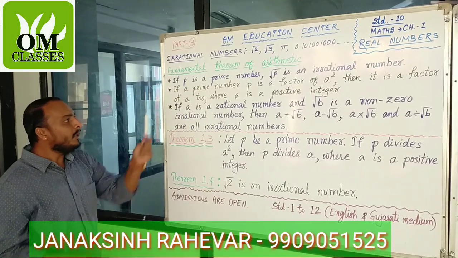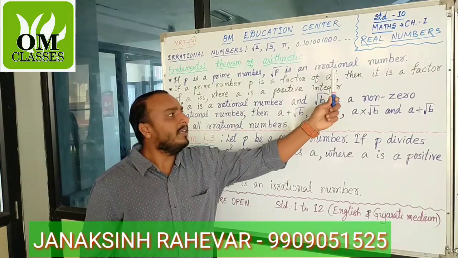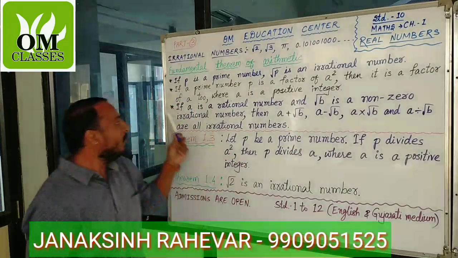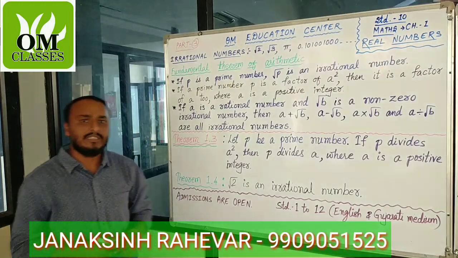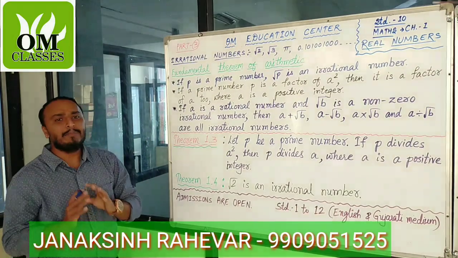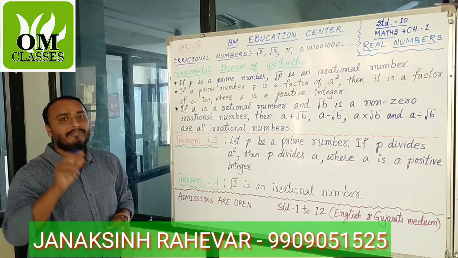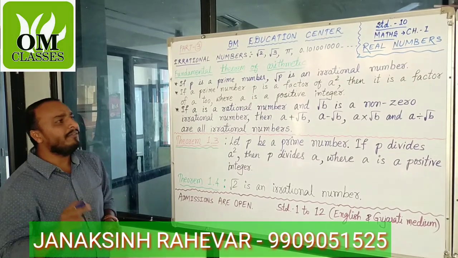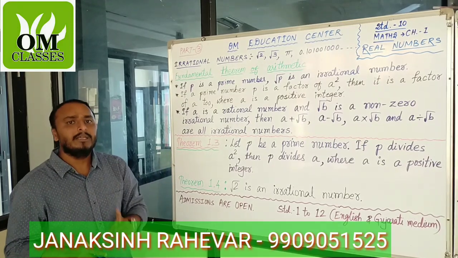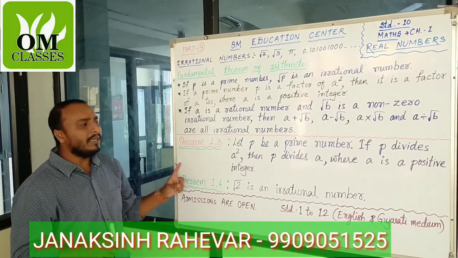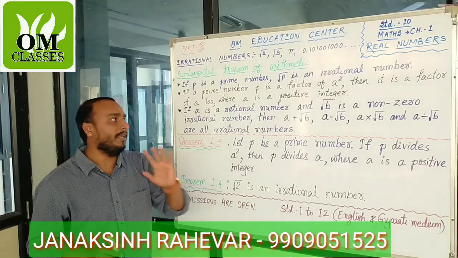Second point, if a prime number p is a factor of a square, then it is a factor of a, where a is a positive integer. It means if a prime number p is a factor of a square, where a is a positive integer, then p is also a factor of a. Again I repeat, p is a factor of a square, then p is a factor of a.